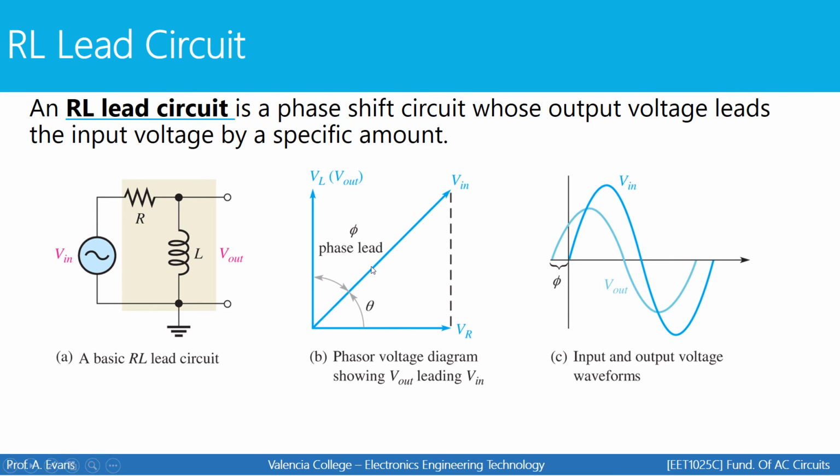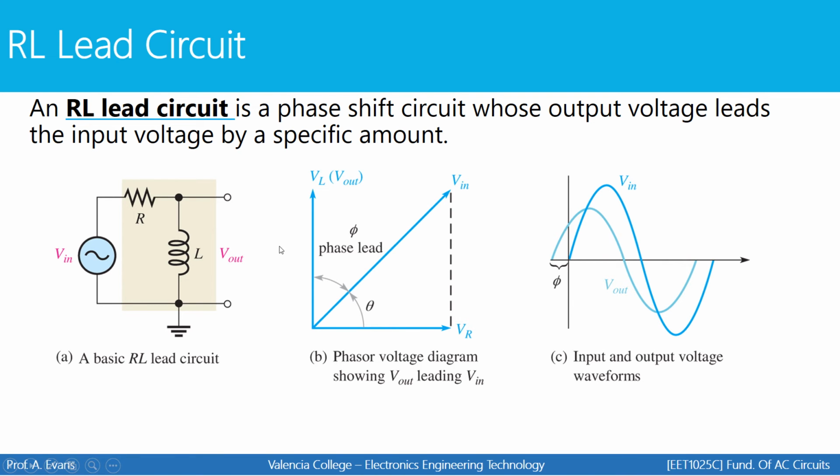In the middle, in image B, you'll see a phasor diagram showing the output voltage, which is going to lead the input voltage. So here's the voltage across the resistor. Here's the input voltage. Here's the output voltage that you'll see across the inductor, and it will have a phase lead of some amount we call phi.